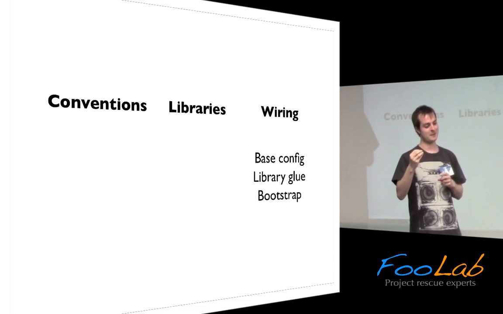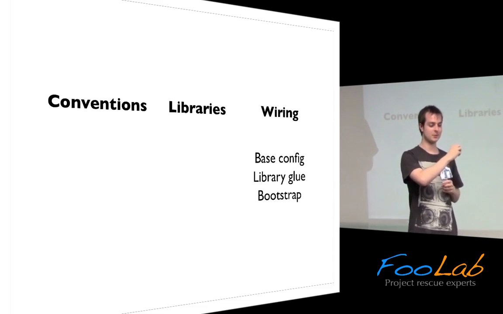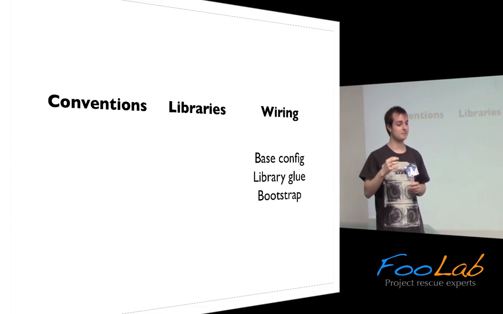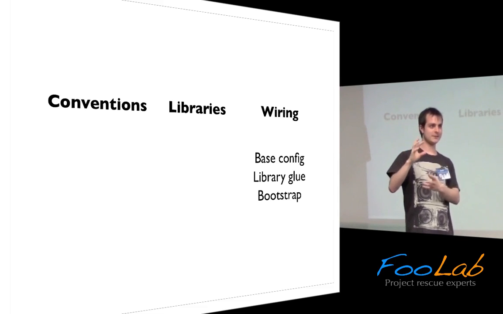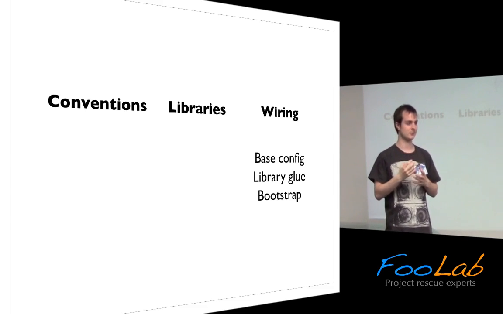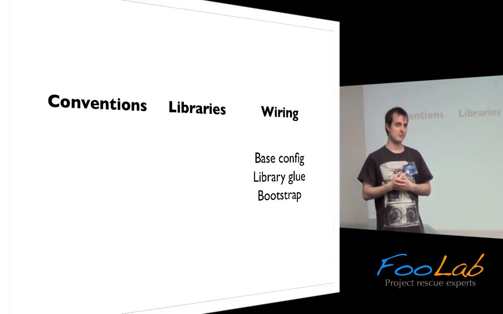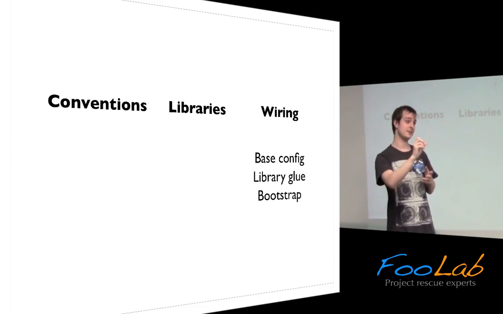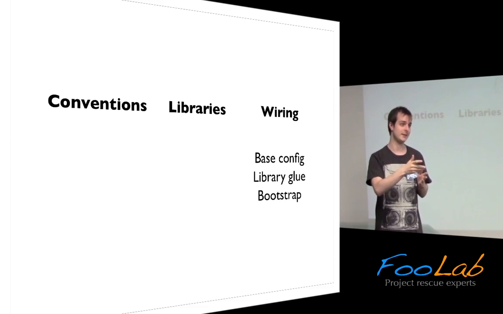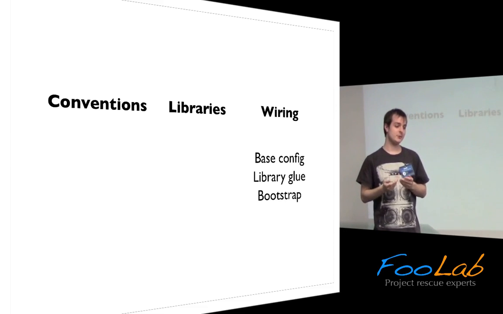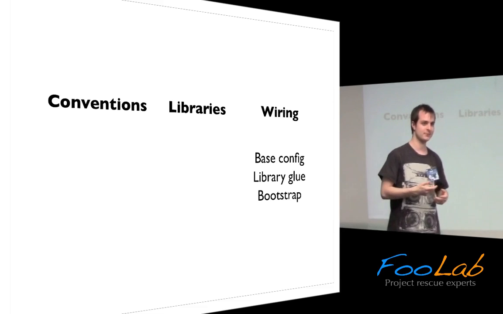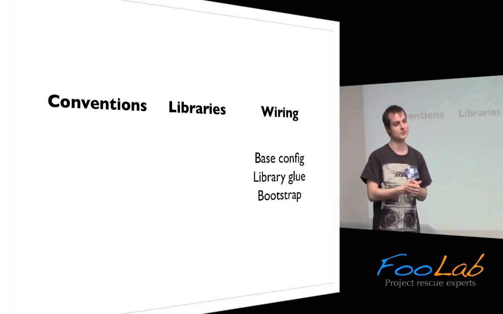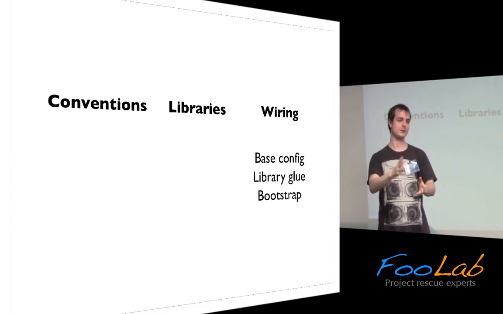You could either put this into the conventions or put it into the libraries, but I put it as a separate concept because I think it's important to think about this explicitly. When you have libraries, a library generally tries to be as flexible as possible so that you can adapt it to your specific needs. But as a user, you don't necessarily care about all of the small specific options. You just want to have a library and start using it.